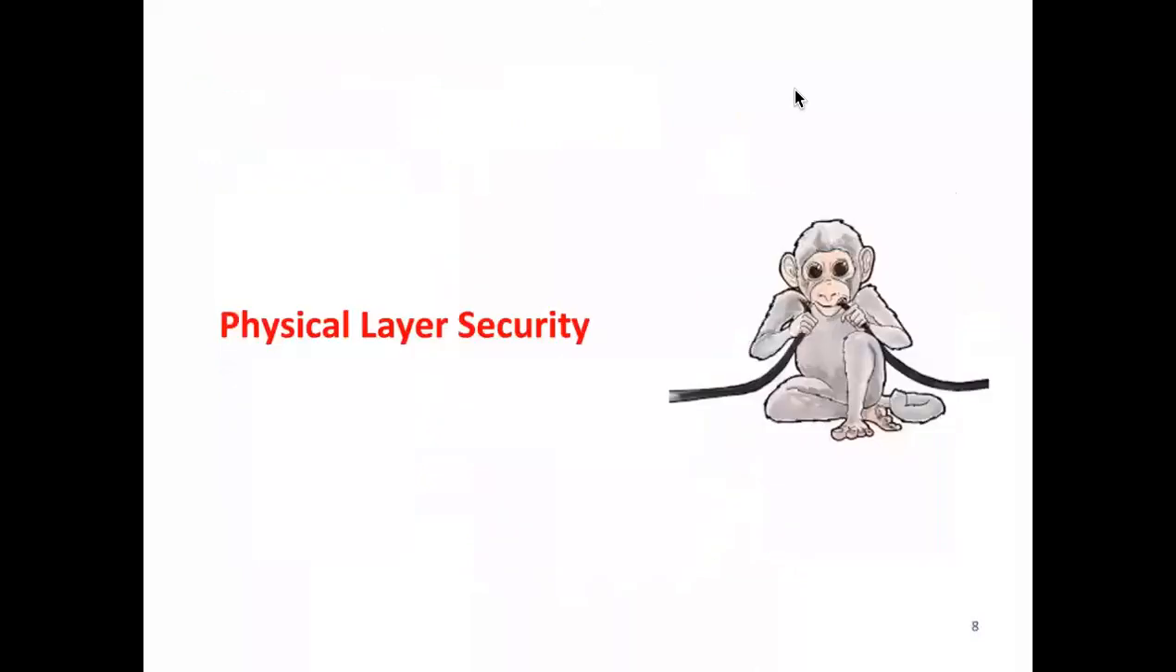So let's look at the first, physical layer security. What will happen if you have fiber optical cables running in the city, and monkeys love cables, for some reason or other, and then a monkey cuts the cable? Can the application layer take care of it?